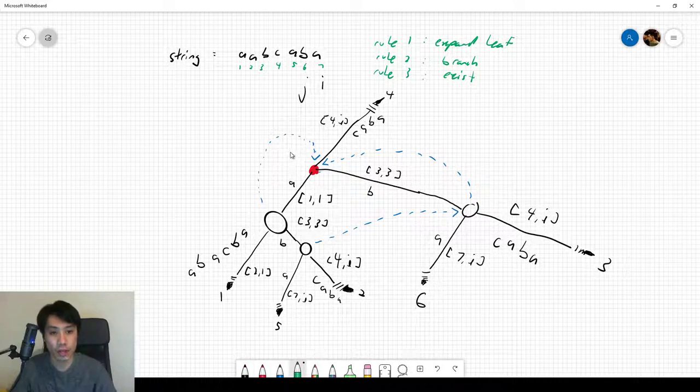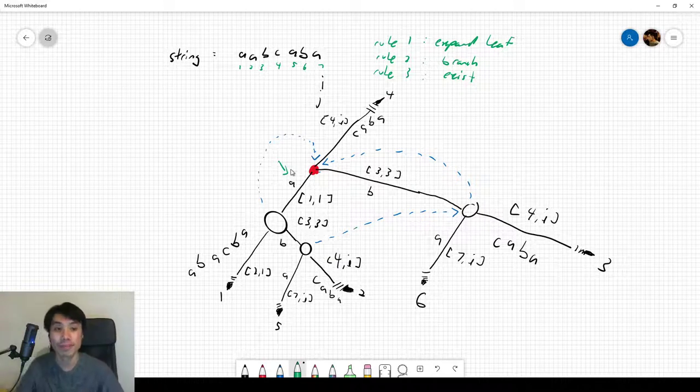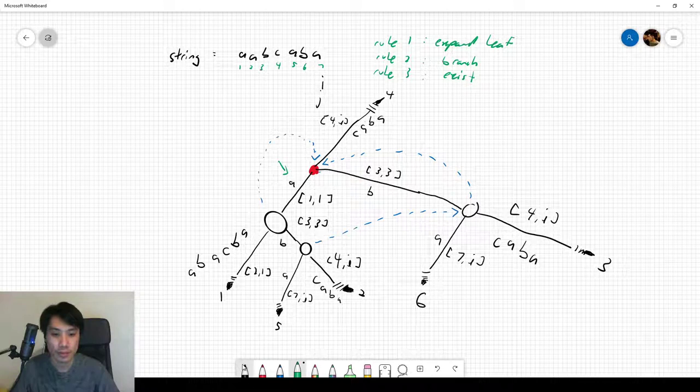Remember my active node is currently here, right? Then I increment my J and my A is at the same position, so I'm going to look for A, and then my pointer stops here because it is rule number 3, which means it has already existed. And I'm finished. So what you see here is what we call your implicit tree.